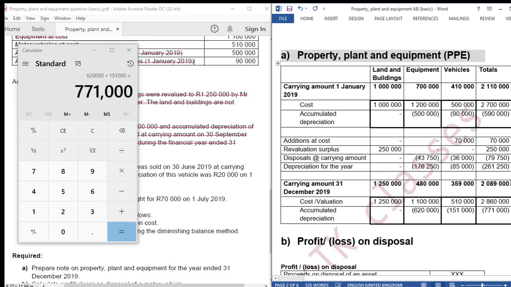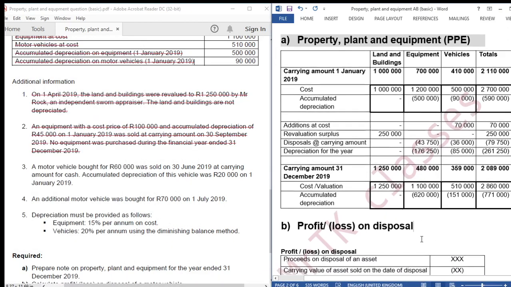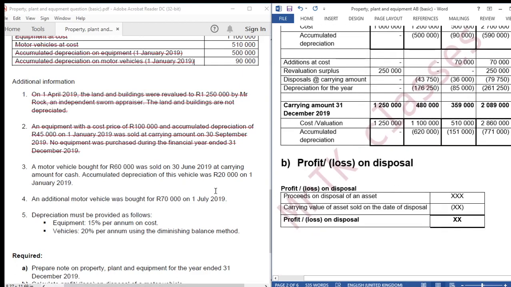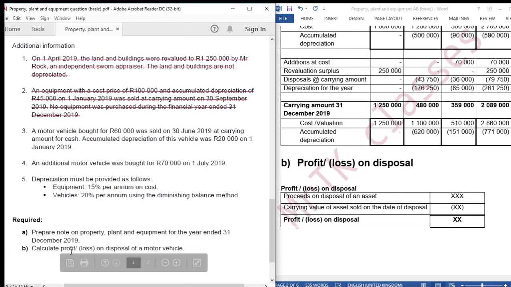So this is the amount that we take to the statement of financial position. So what you do, you just cross-check, because that's the amount that we take to the statement of financial position. All right, we'll get the same amount. Then let us move on to requirement B. Profit or loss on disposal of motor vehicle.